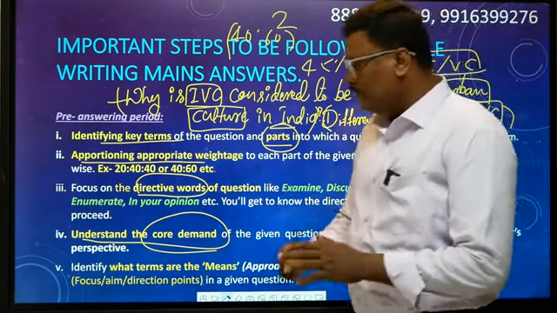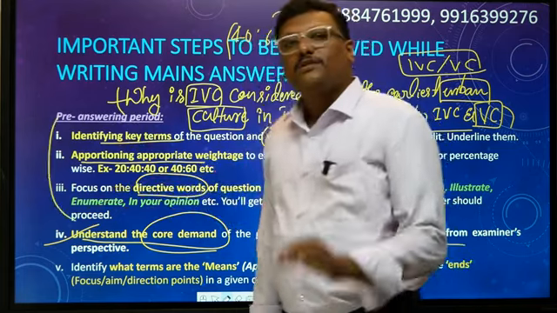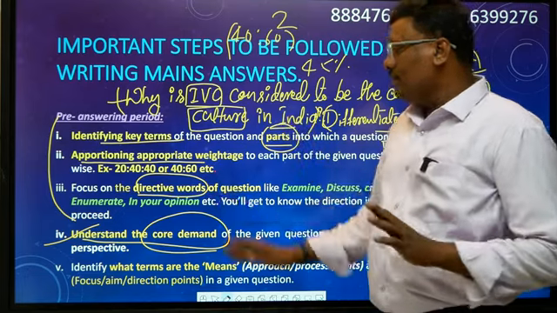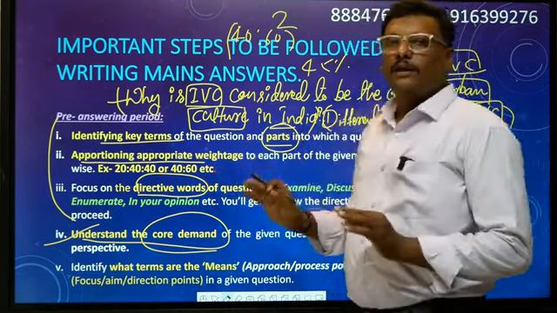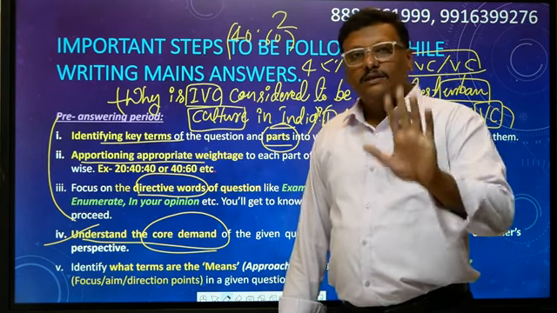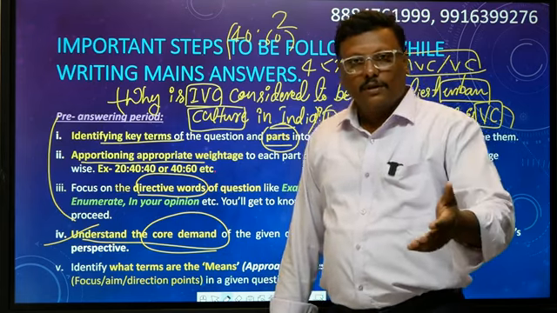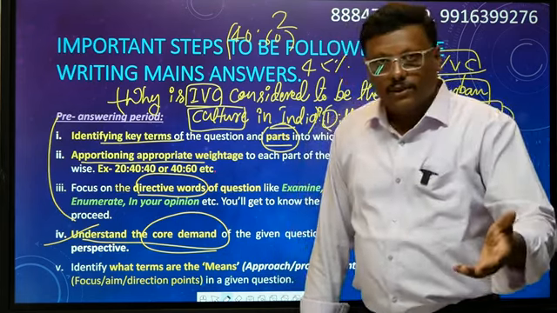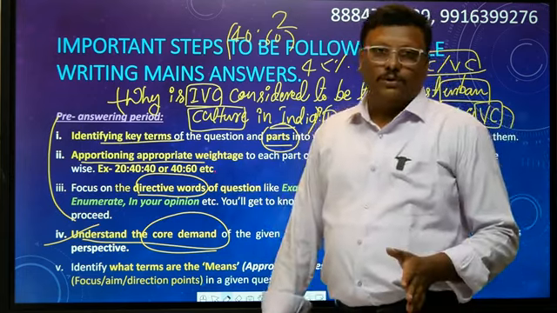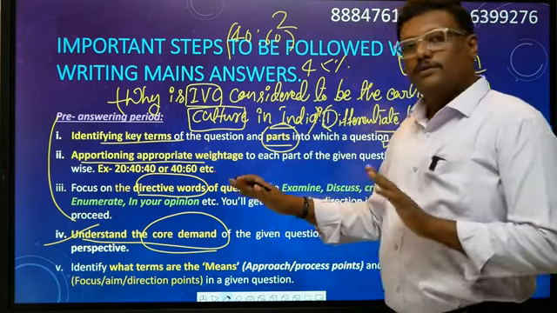This is the most crucial part, because to understand the core demand, these first three or four phases are very crucial. Identifying the key terms, subparts, apportioning weightage, understanding the directives, then you have a clear idea of the demand of the question. This is a pre-answer-writing phase, which is very crucial, because if you are in a hurry and only partially read the question, you jump to a conclusion, and you may end up writing a completely different answer altogether. So please understand, this is a crucial input.